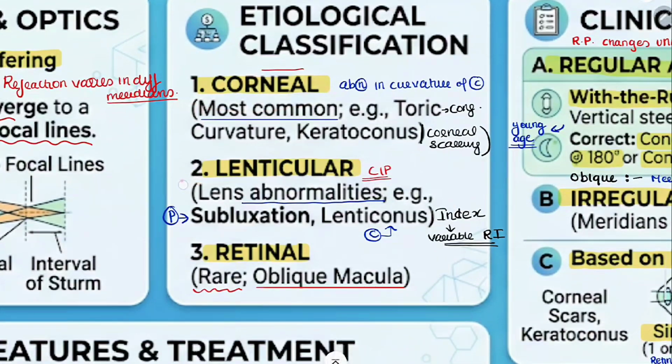Then it can be due to a lens problem or lenticular problem, which can be due to a curvature problem in the lens, that is lenticonus, or a positional problem, that is subluxation, or an index problem having variable refractive index. So lenticonus, subluxation or variable refractive index can cause lenticular abnormality causing astigmatism. It can also be due to a retinal cause, which is rare, and this is mainly due to oblique macula. So the causes of astigmatism can be abnormalities in the cornea, like keratoconus, abnormalities in the lens, like lenticonus and subluxation, and rarely in the retina.